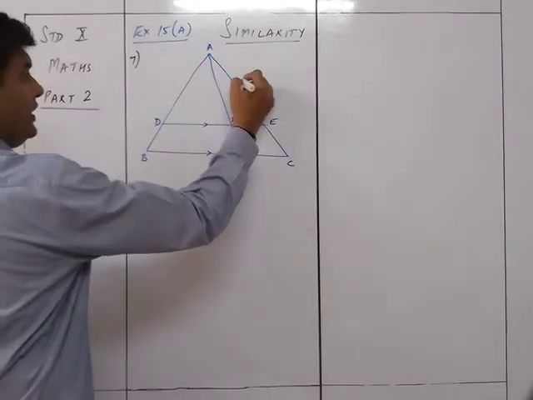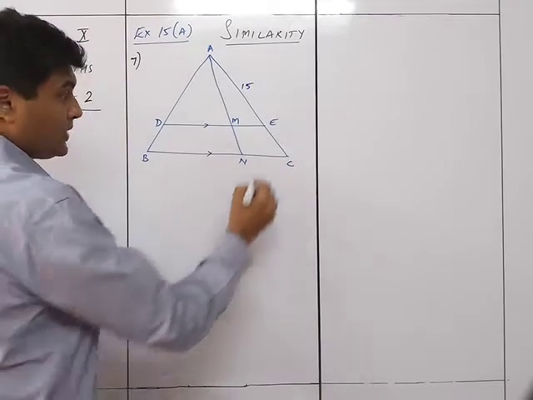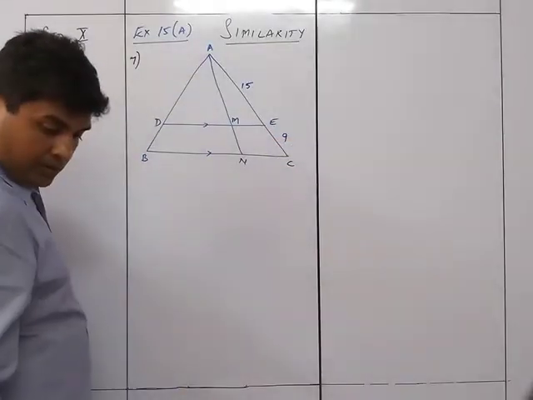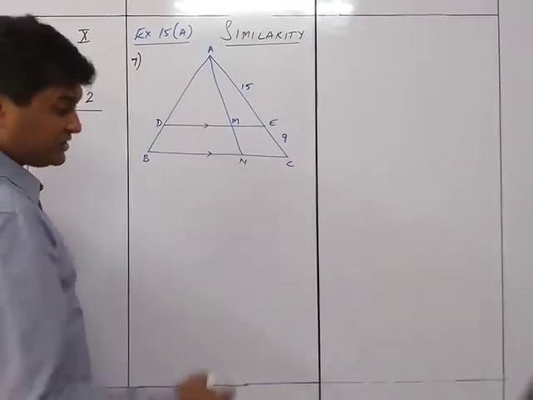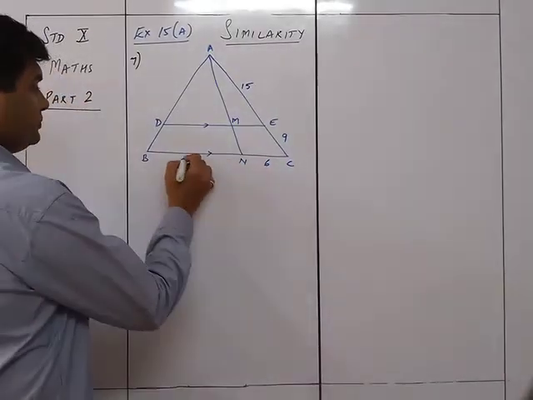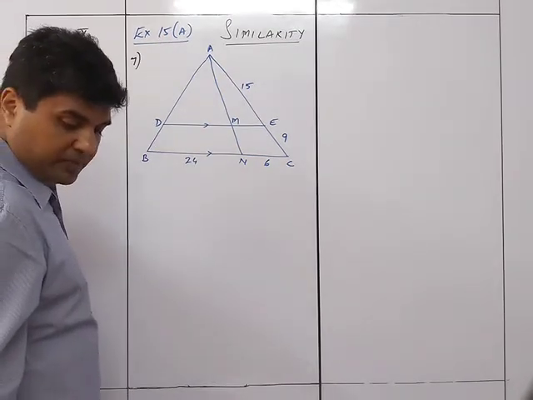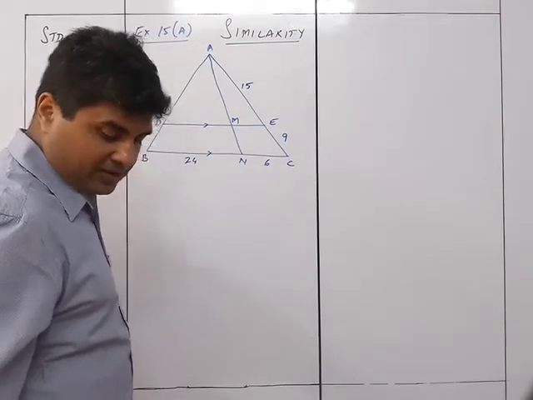AE is equal to 15, EC is equal to 9, NC is equal to 6, and BN is equal to 24. So write all possible similar triangles, first one.